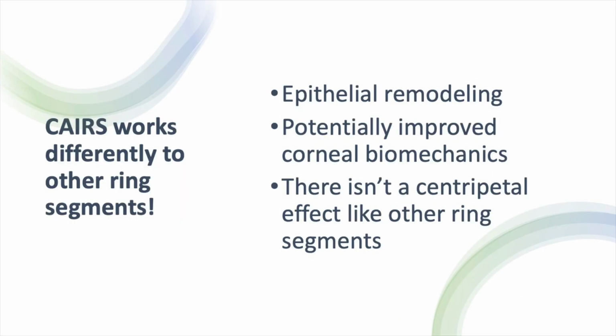So importantly, planning for CAIRS is not the same as planning for Kera rings or Intacs. You cannot use the previous nomograms. CAIRS works differently to other ring segments. There's a component of epithelial remodeling. This is probably the biggest effect of CAIRS. There's potentially some improved corneal biomechanics, but there isn't a centripetal effect, either that pushing or that pulling effect that is had with certain sized artificial ring segments, such as Kera rings and Intacs.